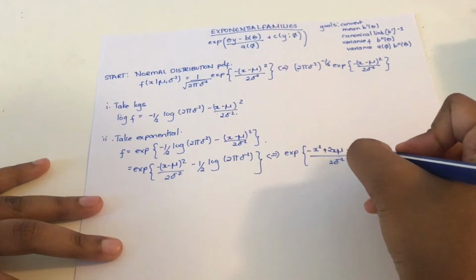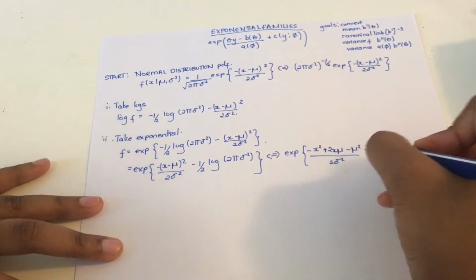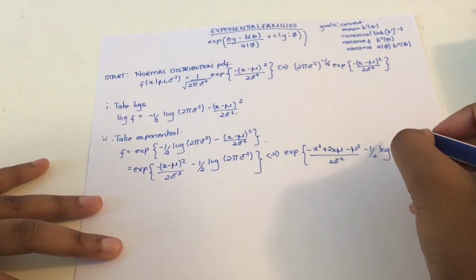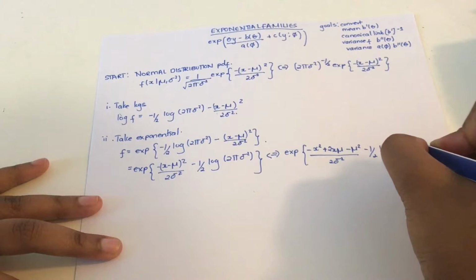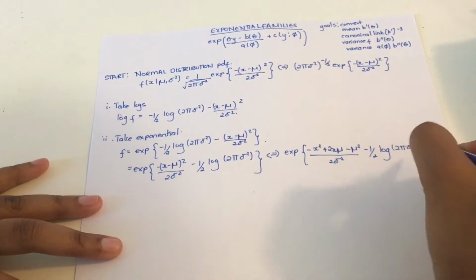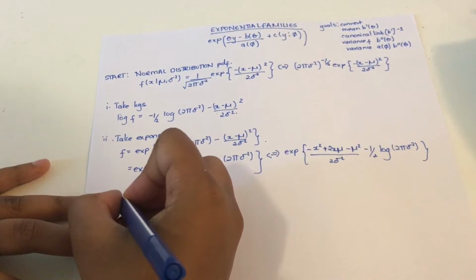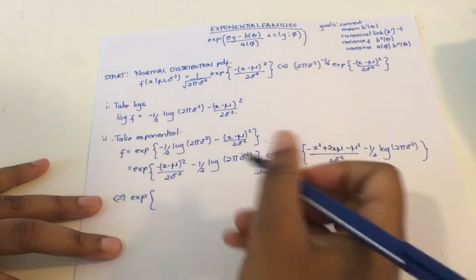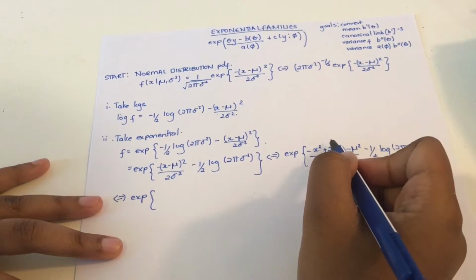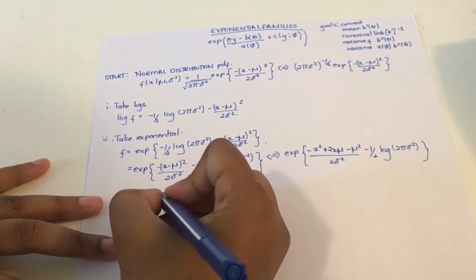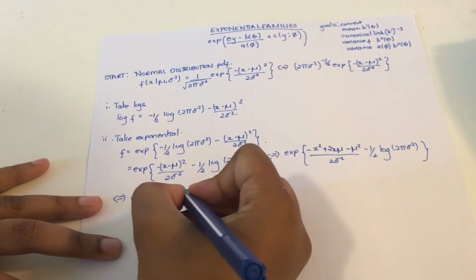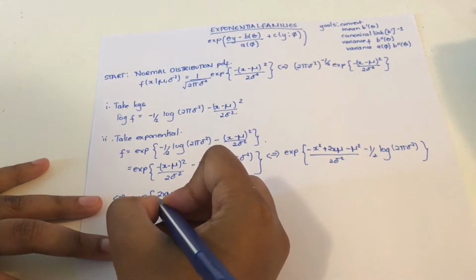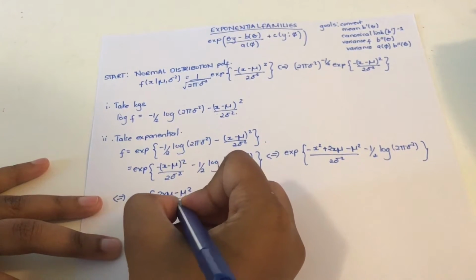I hope you can see how I did that. I just expanded whatever was in the brackets. And I left the constant, which is the negative a half log 2 pi sigma squared, as it is, right? So I'm trying to make it seem like the exponential family function. So how do I do that? I will kind of move things around, and I'll bring 2x mu to the front minus mu squared.